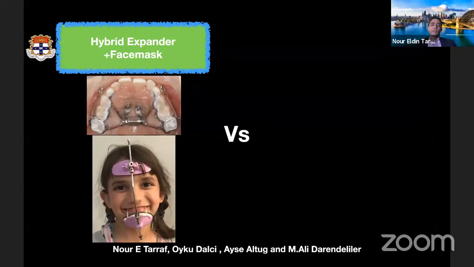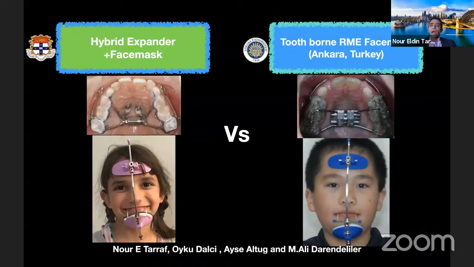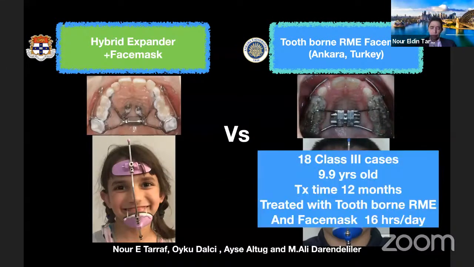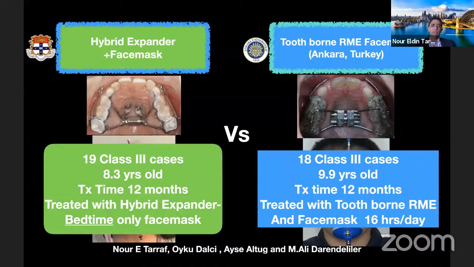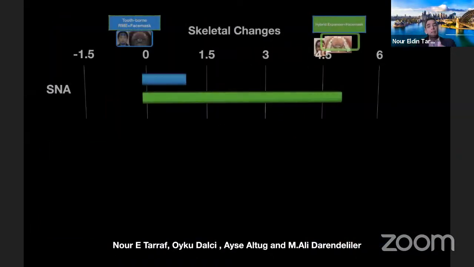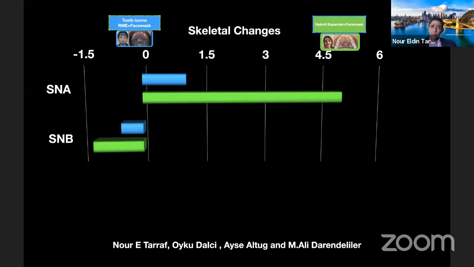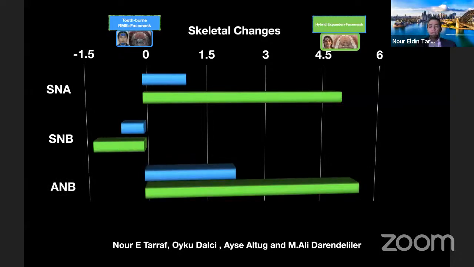So what we then did is we compared the hybrid expander and face mask when only worn to bed to an RME face mask when worn, or instructed to be worn, 16 hours a day. So we compared 18 class 3s with a conventional face mask versus the implant-borne expander worn to bed only. Similar to the previous one, again, the skeletal anchorage group seemed to show a significantly higher maxillary protraction as opposed to the tooth-borne group. Very similar effects on the mandible, but then the overall skeletal change was significantly higher in the skeletal anchorage group.